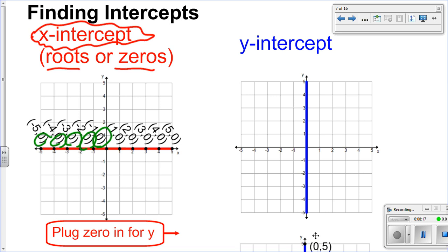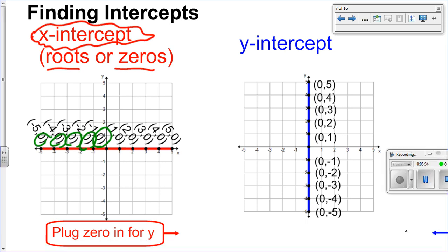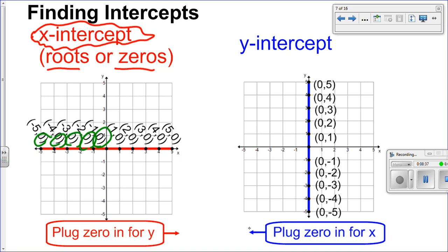Now let's talk about your y-intercept. So here I have this vertical line right here, which is right on the y-axis. And if we take a look, all these points on the y-axis all have something in common. They all have an x value of 0. Therefore, to find the y-intercept, you're going to plug in 0 for x. So to find the y-intercept, you plug in 0 for x. To find the x-intercept, plug 0 in for y. Okay, so you're going to plug 0 in for the opposite value, and this is the reason why.